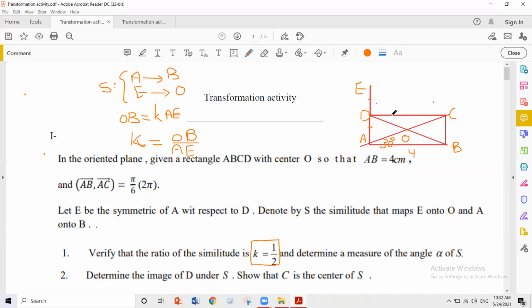Draw the figure. ABCD is a direct rectangle with AB equal 4, with angle BAC 30. So draw a rectangle ABCD with AB 4, angle BAC 30. The point of intersection, the center, is O. And E is the symmetric of A with respect to D.